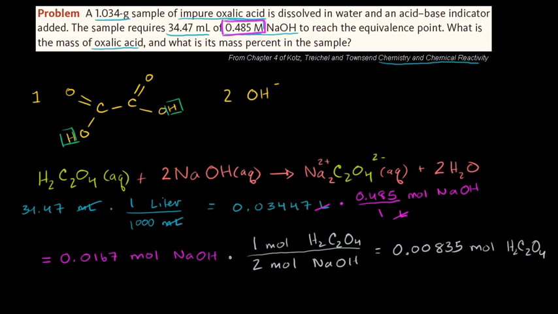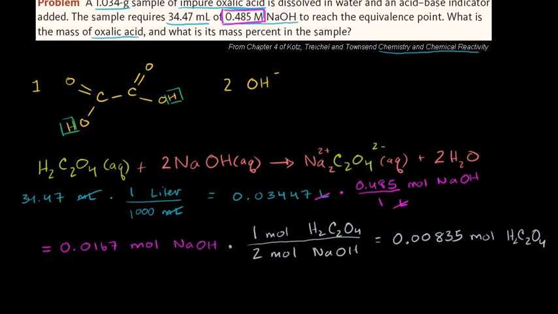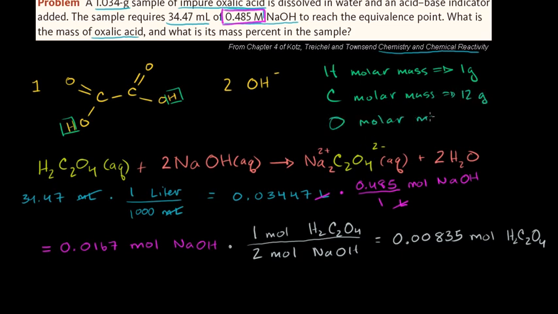And we know the molar mass of oxalic acid. Let me write these down. If you have a mole of hydrogen, it has a molar mass of 1 gram. And this just comes from its atomic weight. If you have a mole of carbon, its molar mass is 12 grams. And if you have oxygen, its molar mass is 16 grams. So what's the molar mass of oxalic acid?